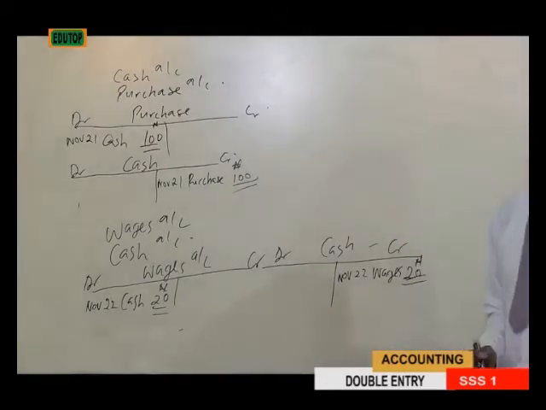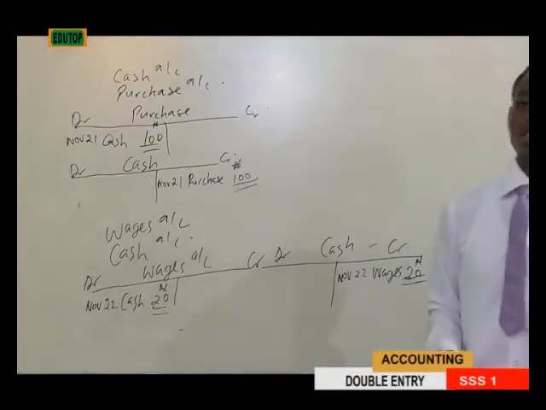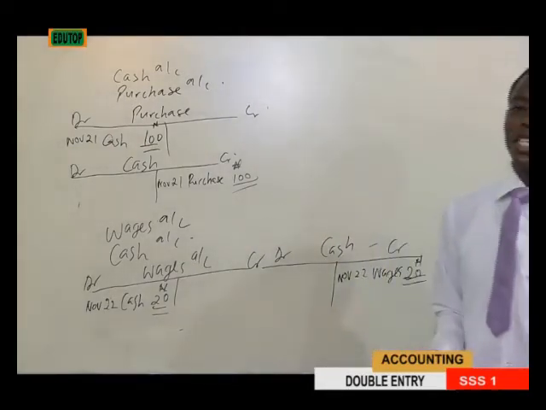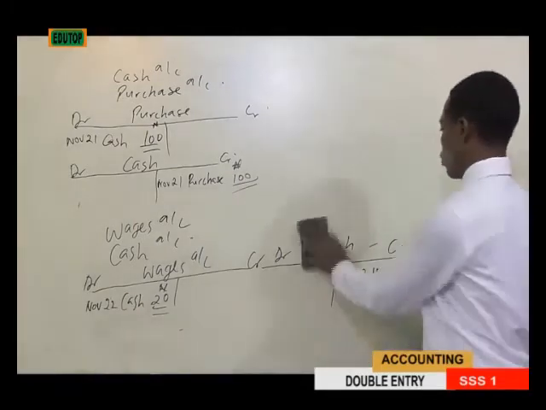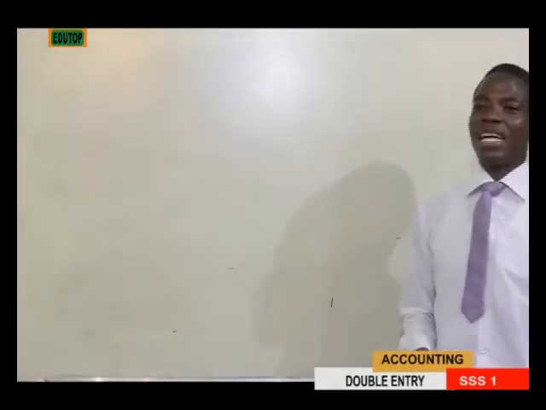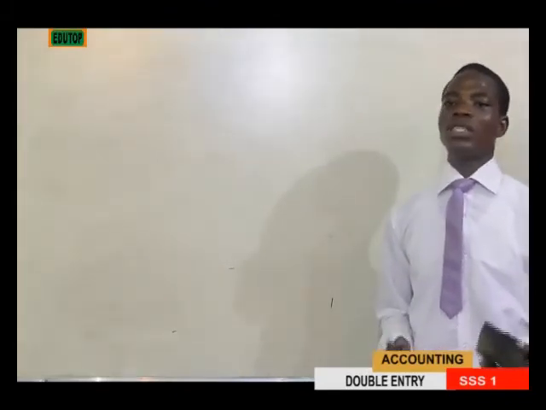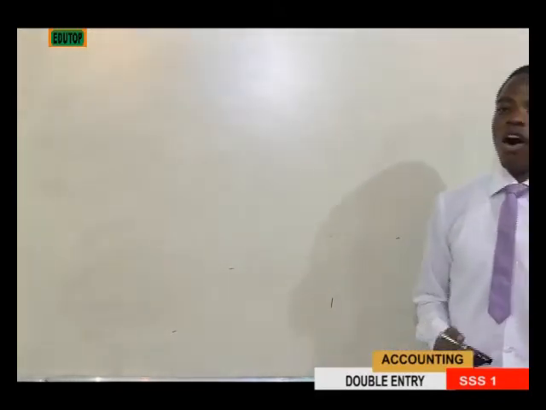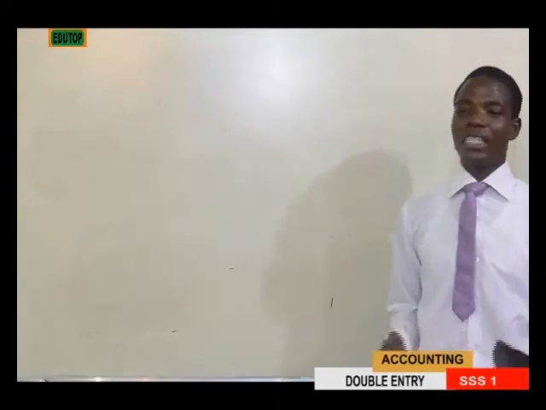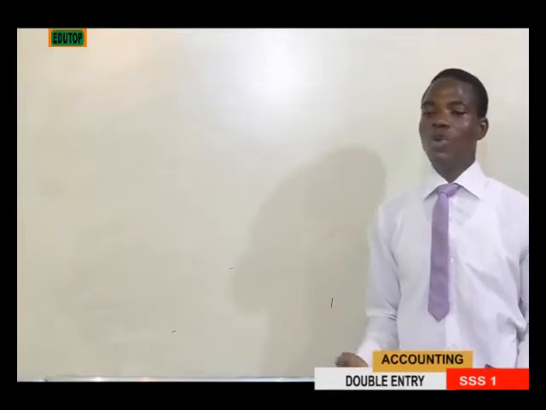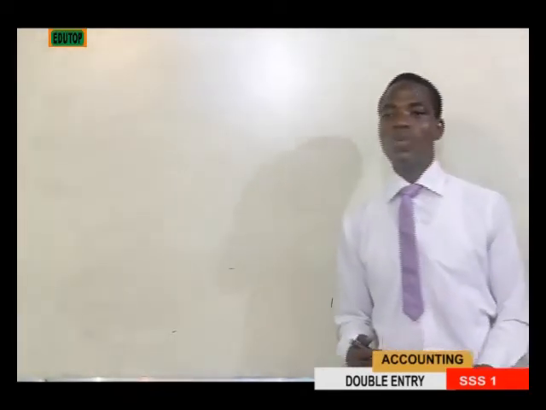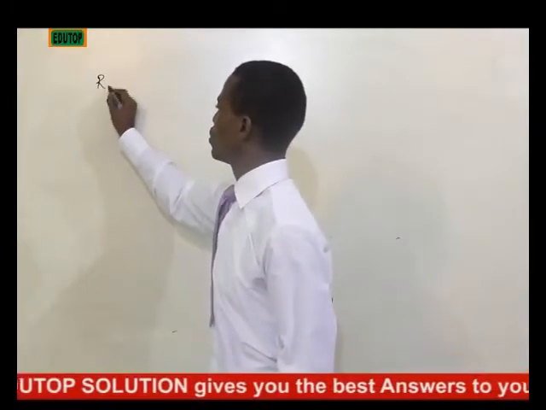Then we move to example 9, which says goods returned to us by Yemi, 70 naira on November 22. I told you the other time that accounting has to do with interpretation. The interpretation determines whether you are on the right side or the wrong side. When you are given a statement, it gives you ways to interpret it. Now, goods returned to us by Yemi, 70 naira. When goods is returned to us, we call it return inwards.